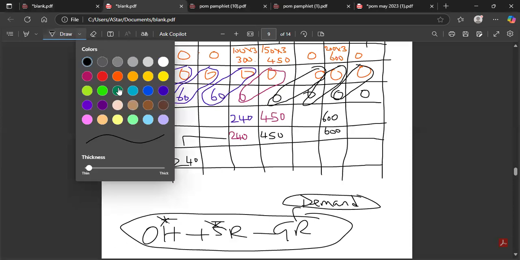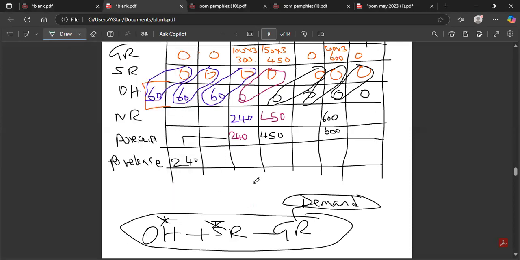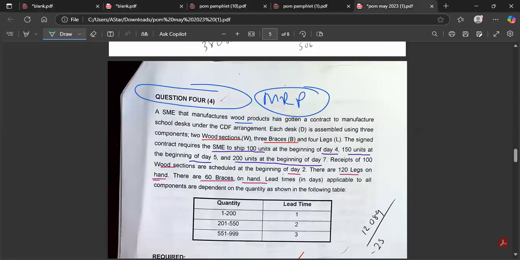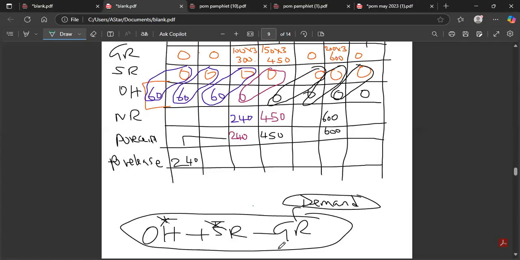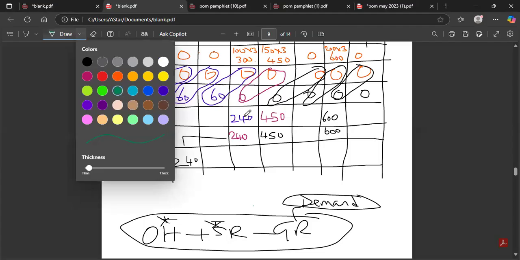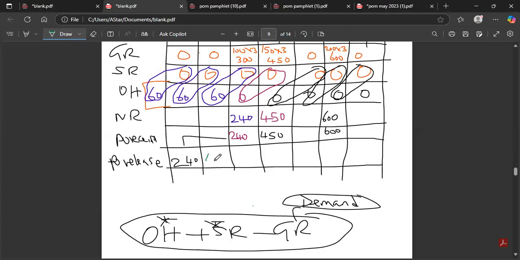Okay, then the other one will be what? 450 is where? Yeah, it has a lead time of what? 2 as well, not so? Okay, it falls in this range. All right. Is that okay? I don't know if people are with me. So 450, 2, it comes here as 450.